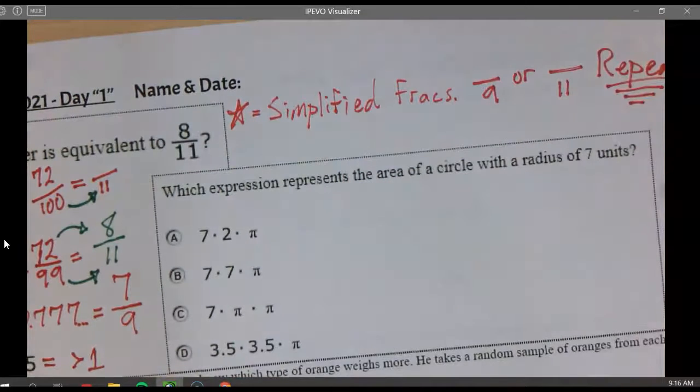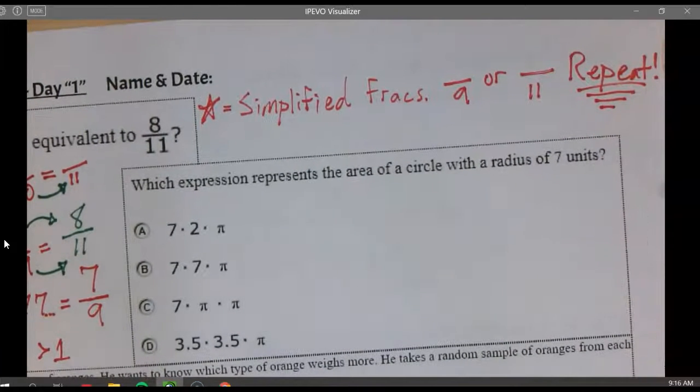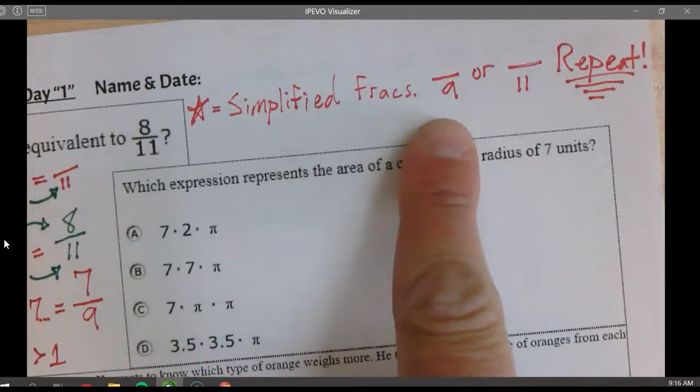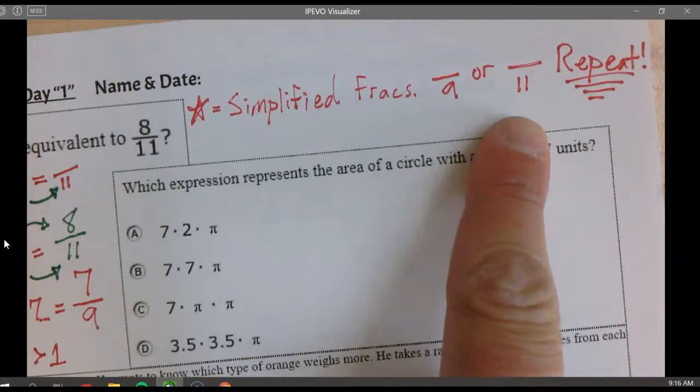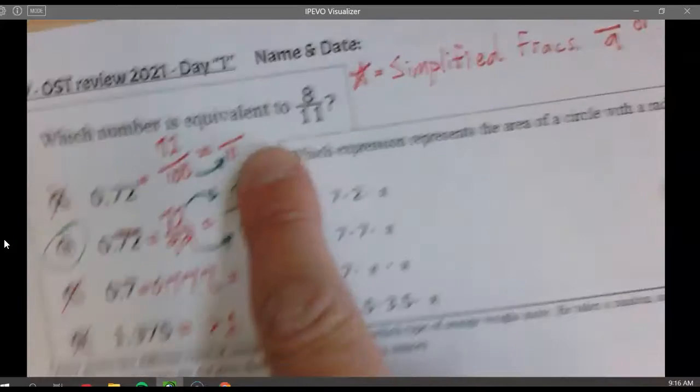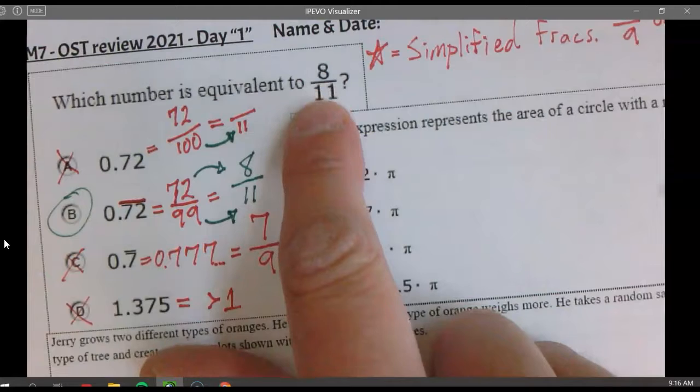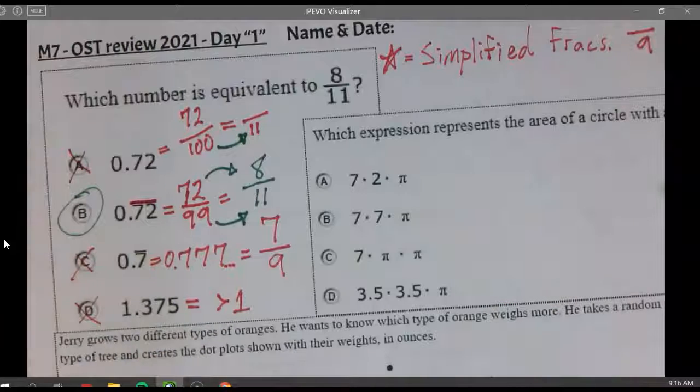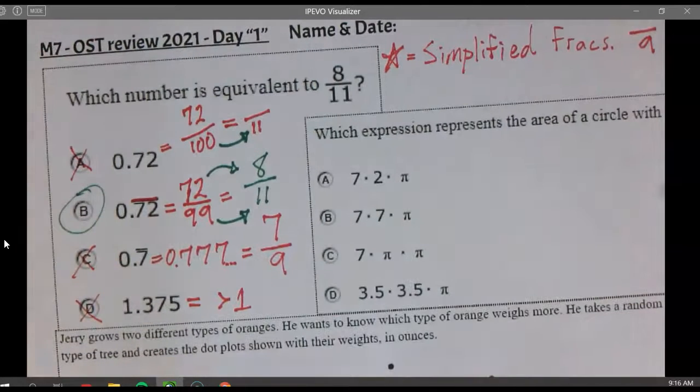Could have probably written that in all capital letters. Simplified fractions over 9 and over 11. So if it can be simplified, you've got to simplify. But if it's already simplified and it's over 9 or over 11, it repeats. So if you see a problem like this on the test and it has a 9 or 11 on the bottom, it's going to be one of the repeating answers. That's another thing that we can just put in our memory.